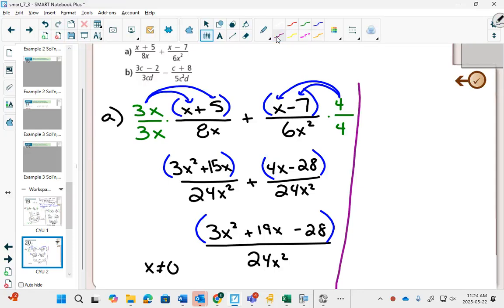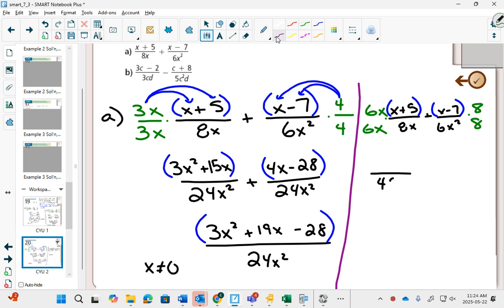I'm going to rewrite the question. We still have x plus 5 over 8x plus x minus 7 over 6x squared. I still am going to put this in brackets and this in brackets. But here, instead of seeing the 24, I just decided I'm going to multiply this by 6, and this one by 8 and 8. And this one needs an x, and this one needs an x. It looks good. It was simple. I didn't have to think very much. And I got 48x squared here, and I got 48x squared here.